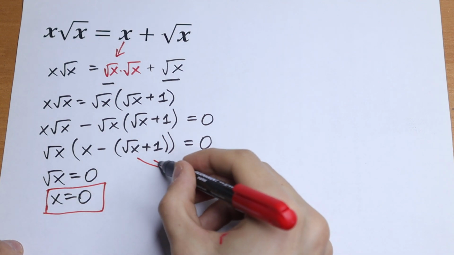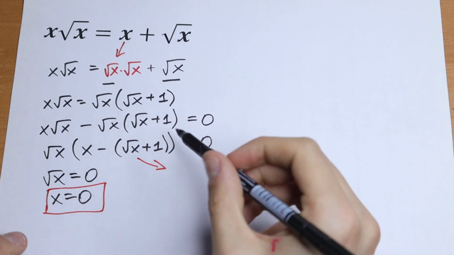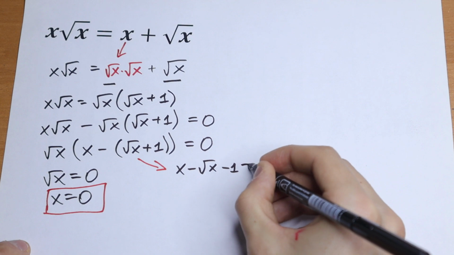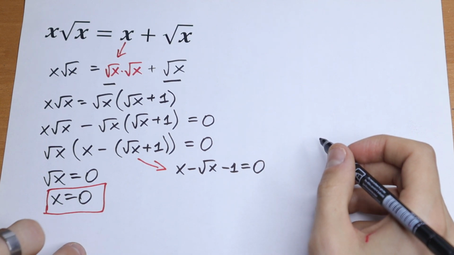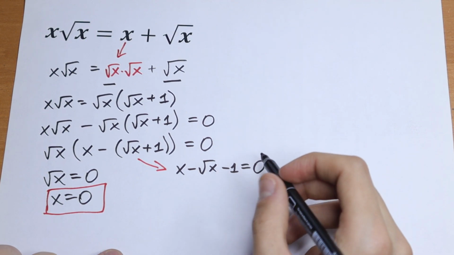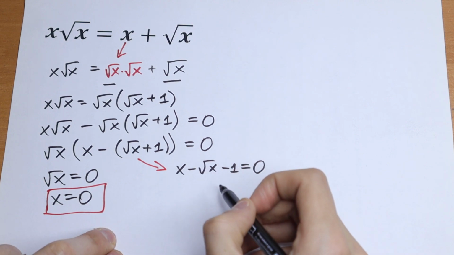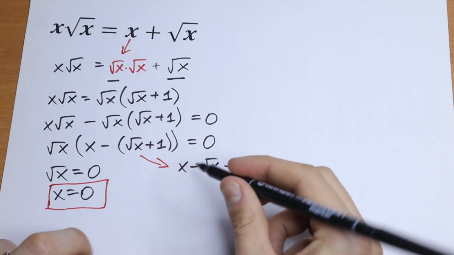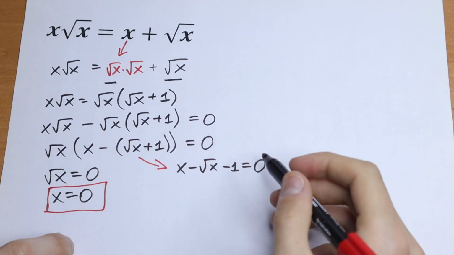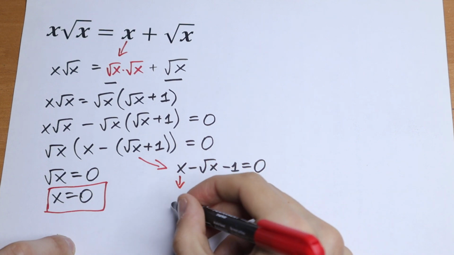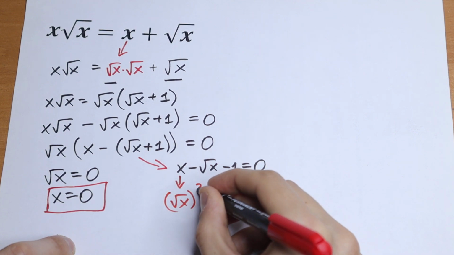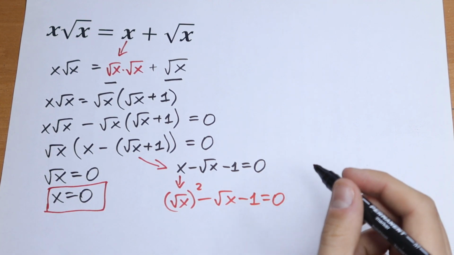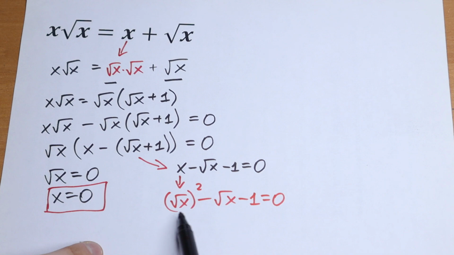And let's go to our other parentheses. So we have an interesting case: x minus square root of x minus 1 equal to 0. Really good case right now because we have x and square root of x, and of course this x can be written as square root of x squared. So we can write this x as square root of x squared, and minus square root of x minus 1 equal to 0.